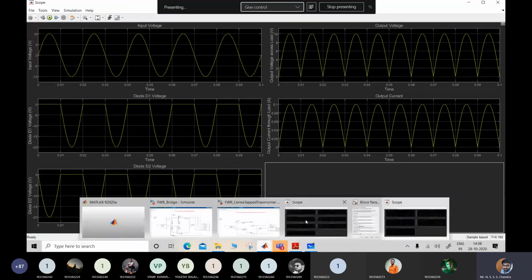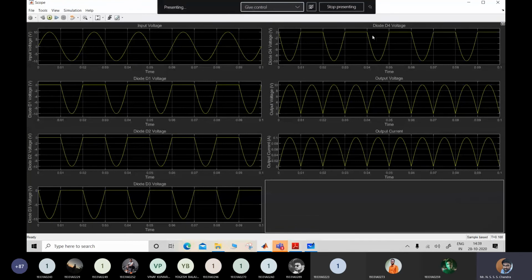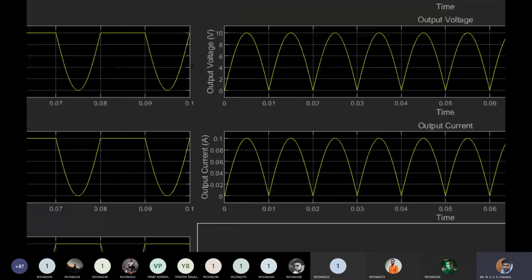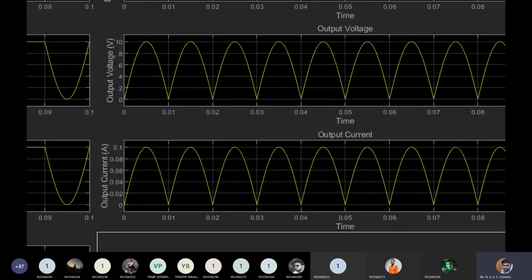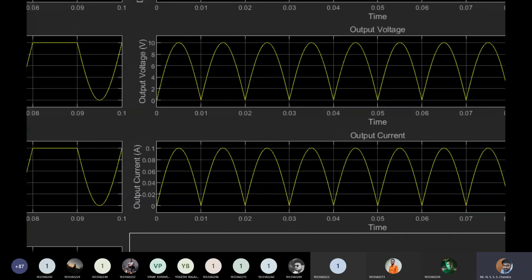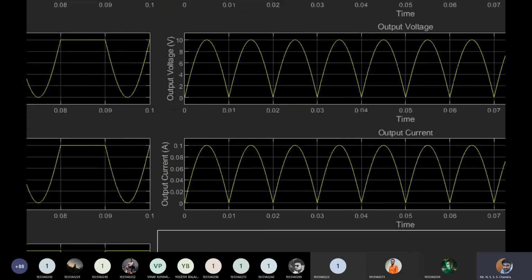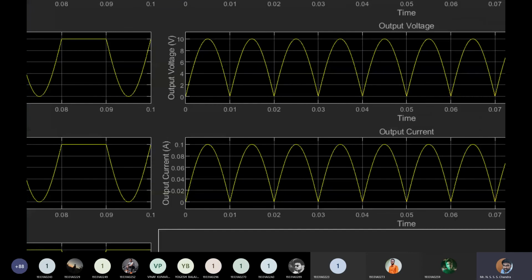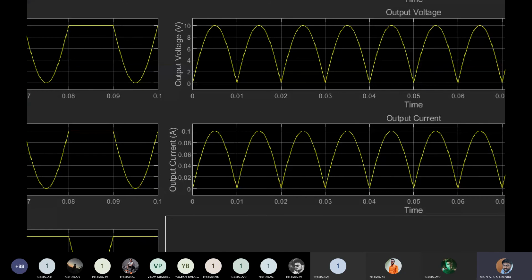If you see, this is a bridge rectifier because you have 4 diodes. Here also you are seeing that the frequency is double that of the input frequency. Here also the time period is 0.01 seconds. Here also the peak value of the voltage is 10 volts. So everything else is the same. Your output voltage waveform is identical to that of the center tapped transformer configuration. Output current is identical. So what is the value you are seeing? Output current 0.1, right? Peak value.